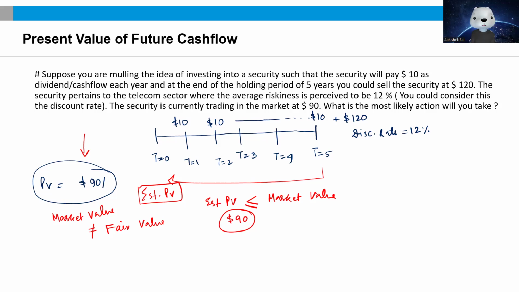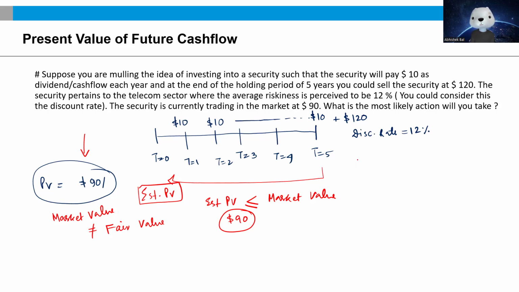On the other hand, if I find that the estimated present value is indeed more than $90, that signifies that the equity or the security under consideration is heavily underpriced. And if it is underpriced, then obviously we can expect some sort of convergence going forward, and that's going to yield me a positive gain. All right. So with this understanding, let's now work.